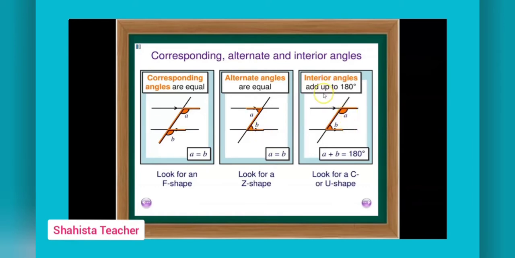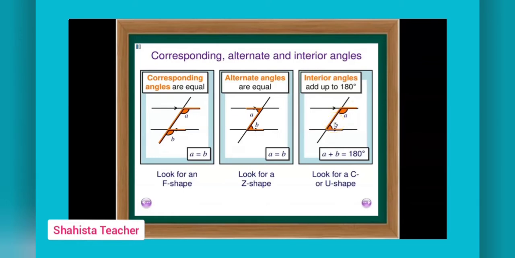Now interior angles: a pair of angles which are on the same side of a transversal. See, this line is known as a transversal line. Both are going in the same direction, but one line is passing between these two lines. So this is known as a transversal line. And here the interior angles A and B, if we add both, we will get 180. Okay, A and B, 90 plus 90, 180.